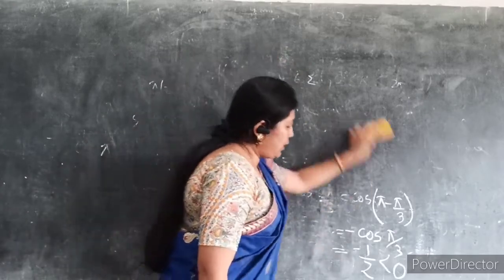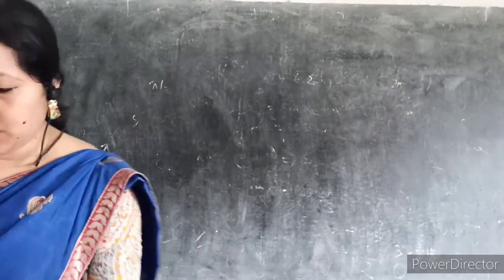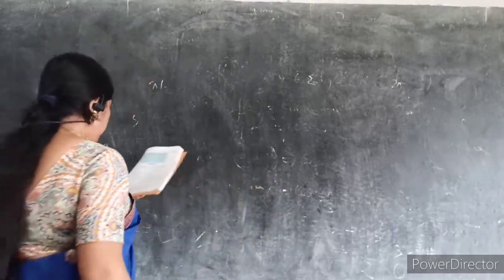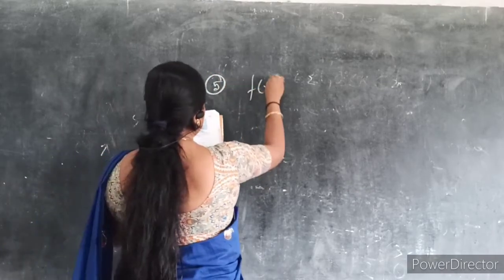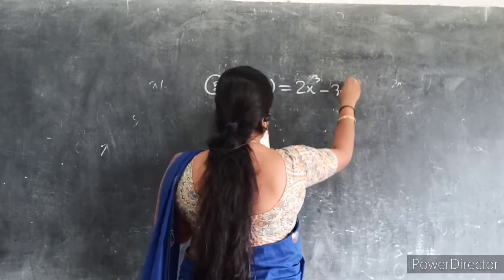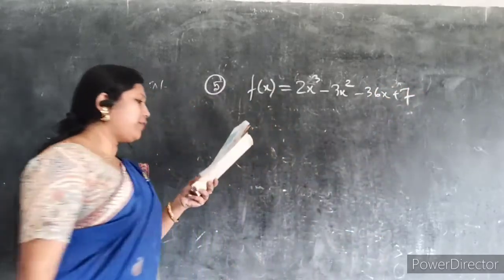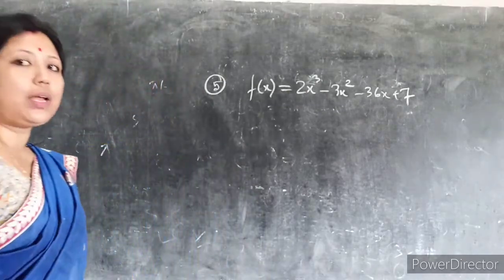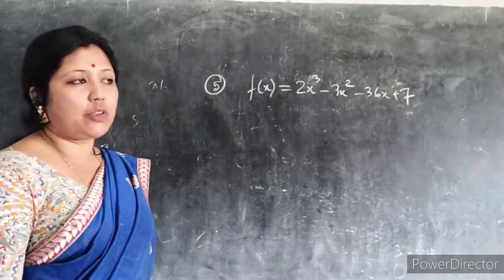Okay. So let us take the next question. Let me take question number 5. You are given a function f of x equal to 2x cube minus 3x square minus 36x plus 7, where you have to find in what interval your function is strictly increasing and in what interval your function will be decreasing. Okay, so here you are not given any interval, you have to make your own interval.